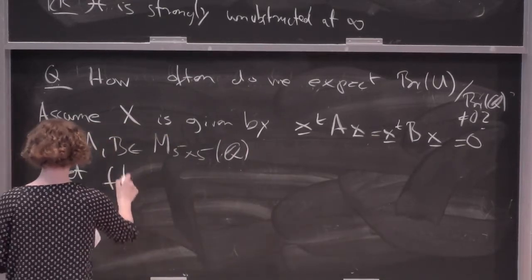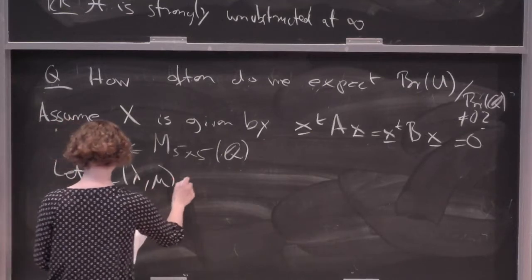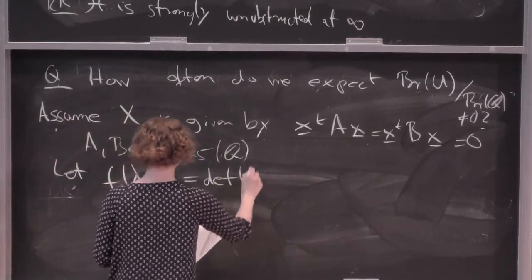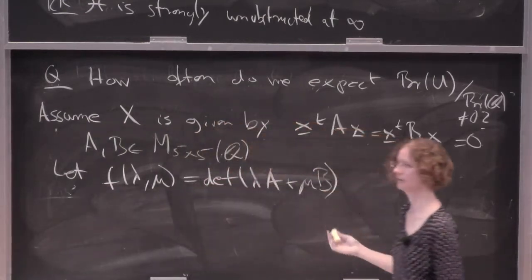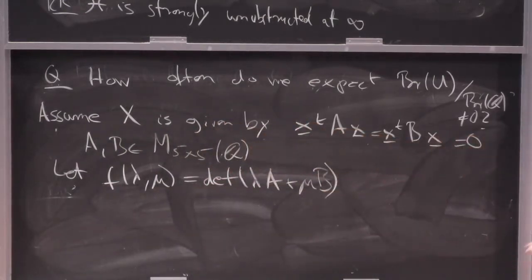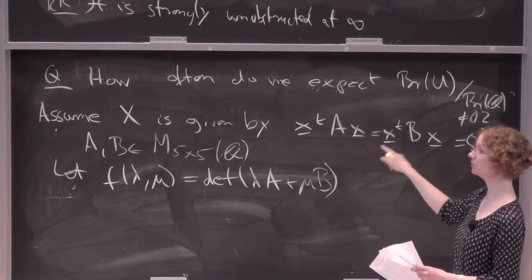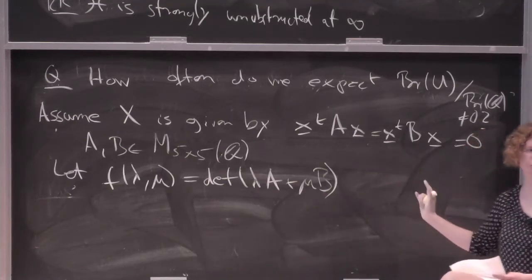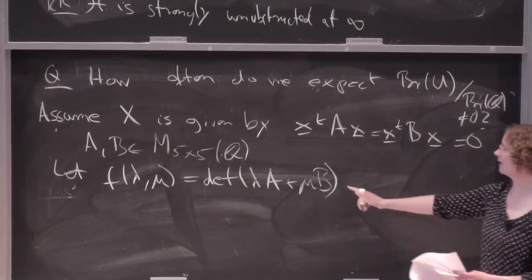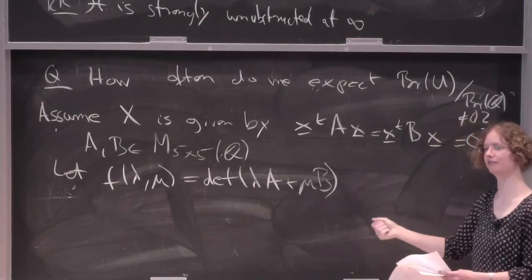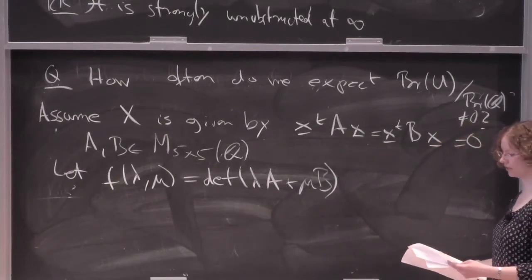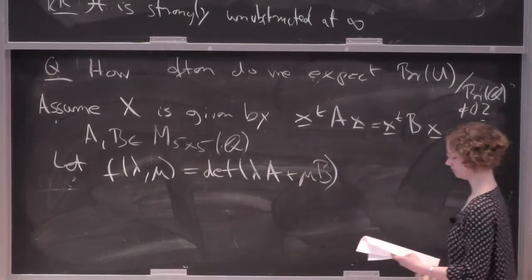Then you can associate the characteristic polynomial f of lambda and mu, which is the determinant of lambda times A plus mu times B. So f will be 0 if and only if the element in the pencil of those 2 quadratic forms has rank at most 4. And so it is of degree 5, and in the generic situation has exactly 5 roots, corresponding to exactly these 5 degenerate quadratic forms in the pencil.